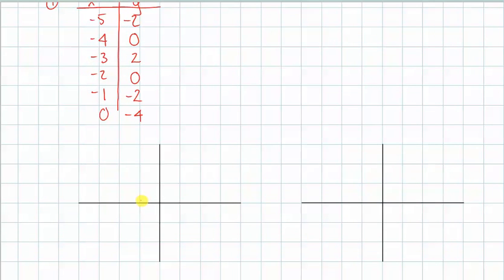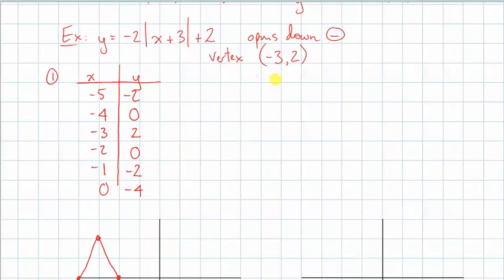Let's plot these. 1, 2, 3, 4, 5, negative 2, negative 4, 0, negative 3, positive 2, negative 2, 0, negative 1, negative 2, and I'm not even going to bother with 0, negative 4 because I can see the shape quite well now. And you would use a ruler, but for speed I just did it freehand. There's my shape. That's the first method. There's an absolute value. Let's look at the other method.